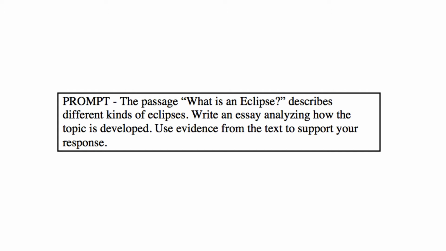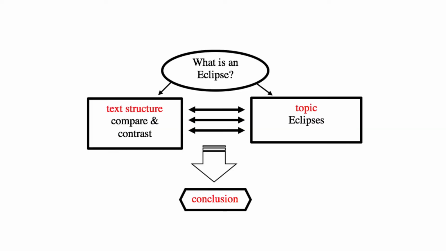The prompt states topic as one of the 2 elements that need to be examined for interrelationships. I know that often the topic is in the title, so I'll start with eclipses as the topic for one element. I know the other element is the compare and contrast text structure. The writer examines the interrelationships between these 2 elements and then draws a conclusion. It looks like this.